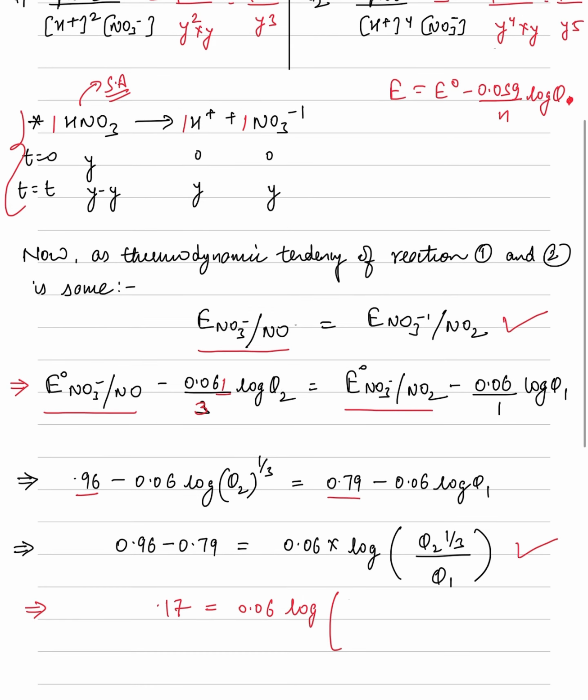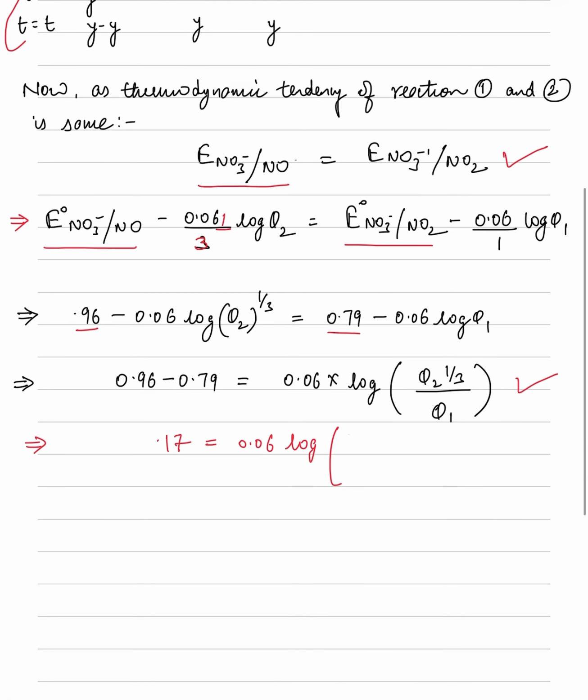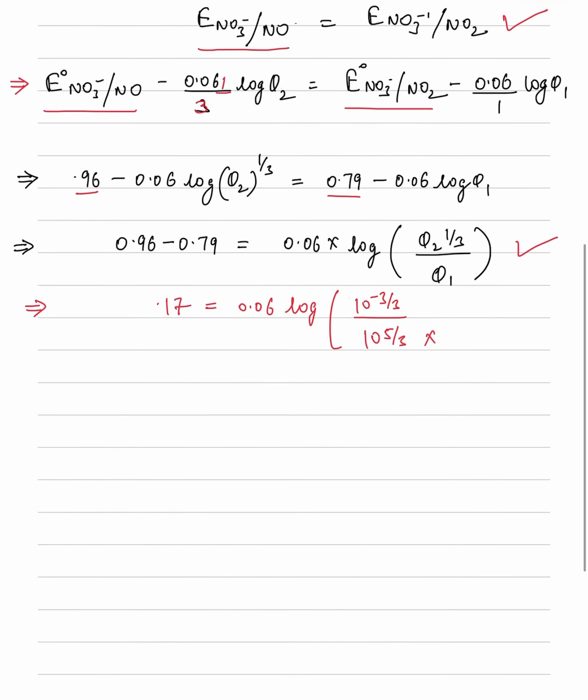now Q2 is given to us as 10 raised to power minus 3 by y to the 5. Since it is 1 by 3 power, it will be 10 raised to power minus 3 by 3 upon y raised to power 5 by 3. And Q1 is given to us as 10 raised to power minus 3 upon y cube. This is how we put the values. On further solving it, 17 upon 6 equals log of, this will be 10 raised to power 2 into, basically this is not 10, this is y, right? So y raised to power 4 by 3.